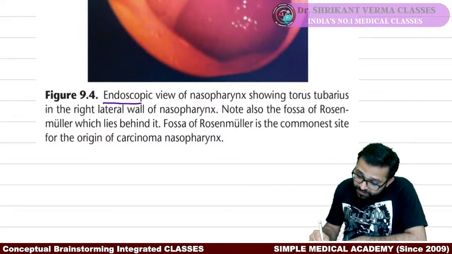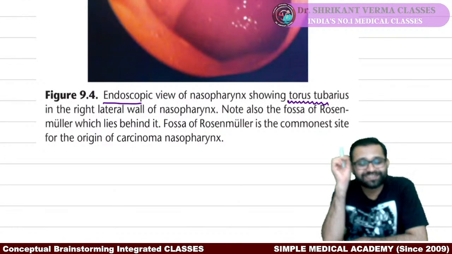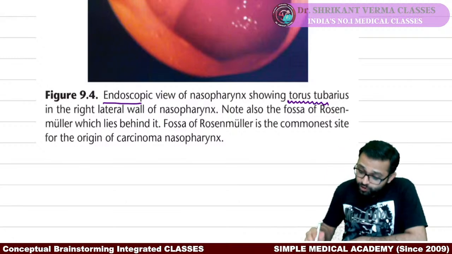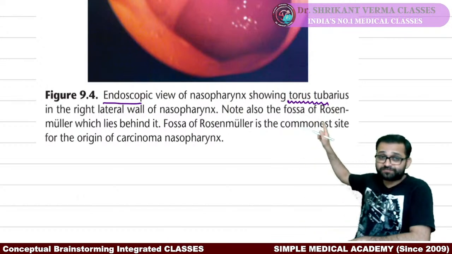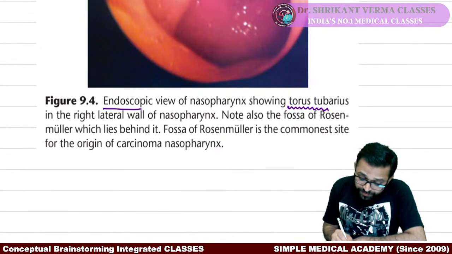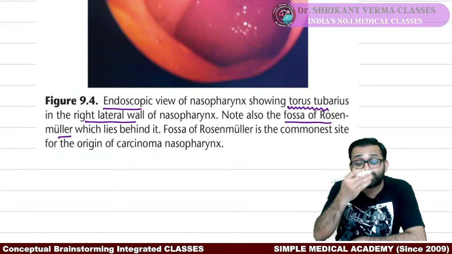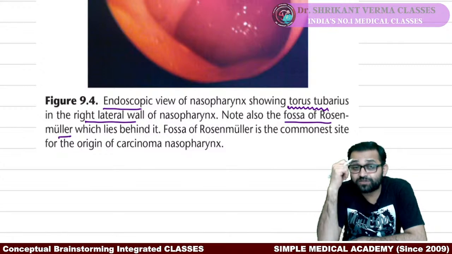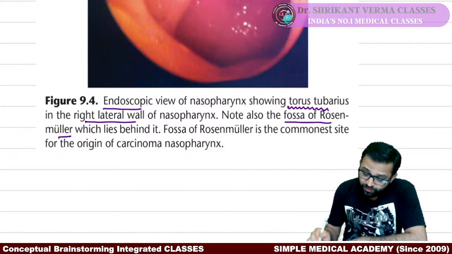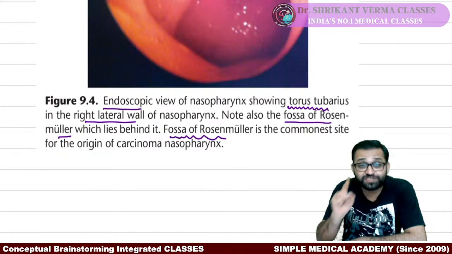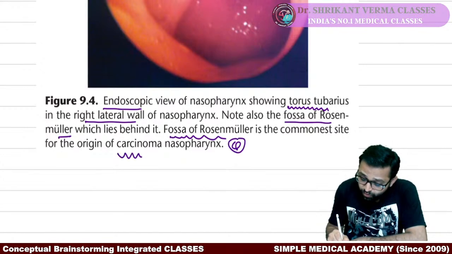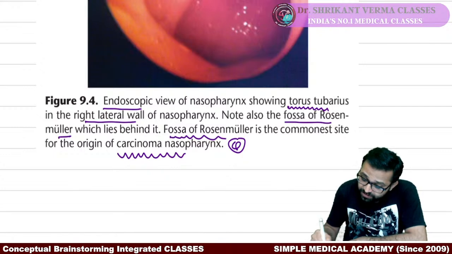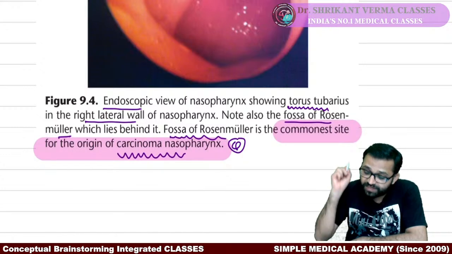Here you will see one elevation at the site of the opening of the auditory tube, that is our torus tubarius. Yes, we know the torus tubarius is the elevation at the site of the opening of the auditory tube. It is seen in the right lateral wall of the nasopharynx, and also the fossa of Rosenmuller, which is just behind. There is one space just behind the opening of the auditory tube, that is the fossa of Rosenmuller. We will study this later. It is a very important question. It is the most common site for carcinoma of the nasopharynx.